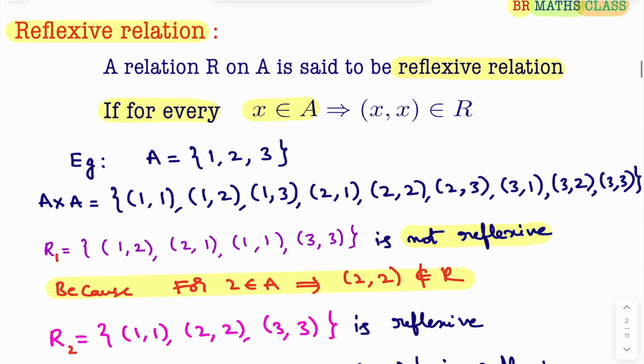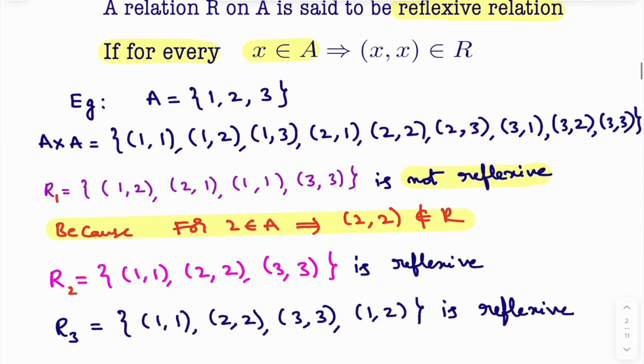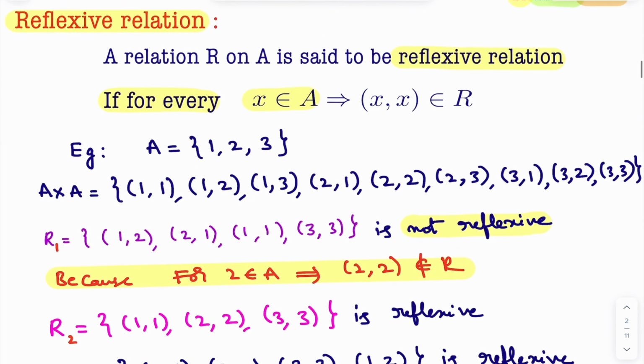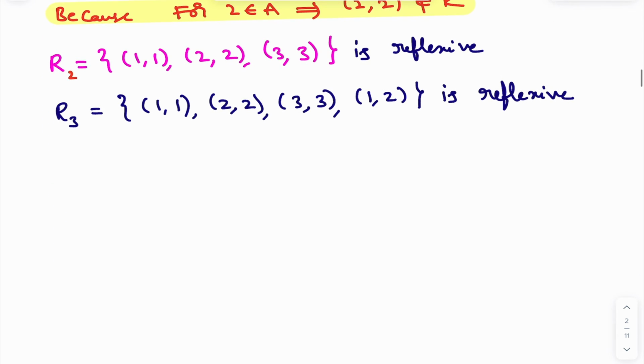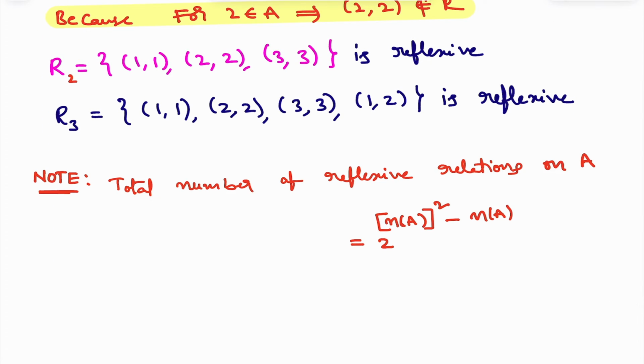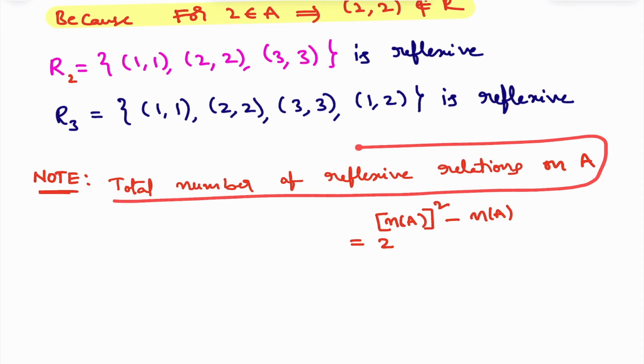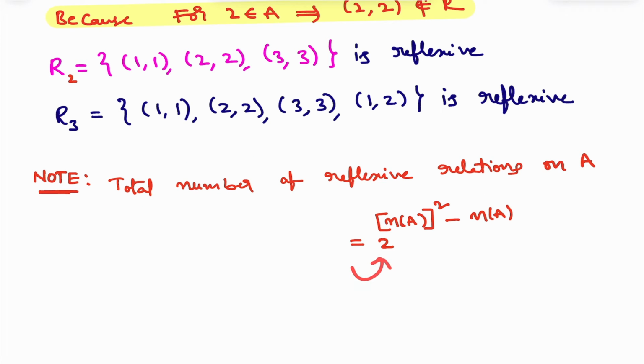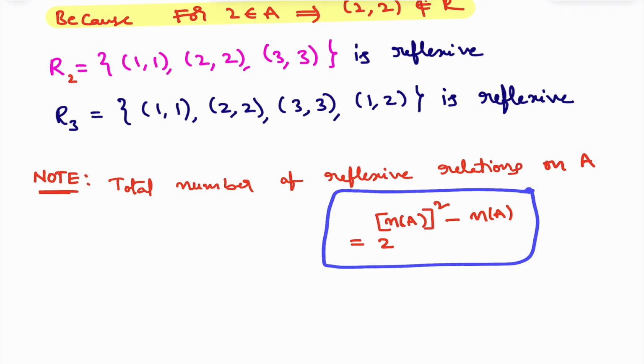Now, like this, how many reflexive relations can we form? We have a formula for the total number of reflexive relations on A. The formula is 2 power n(A) squared minus n(A). So, this is the formula for the total number of reflexive relations.